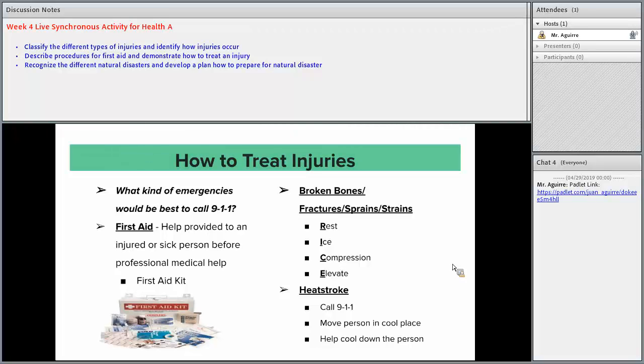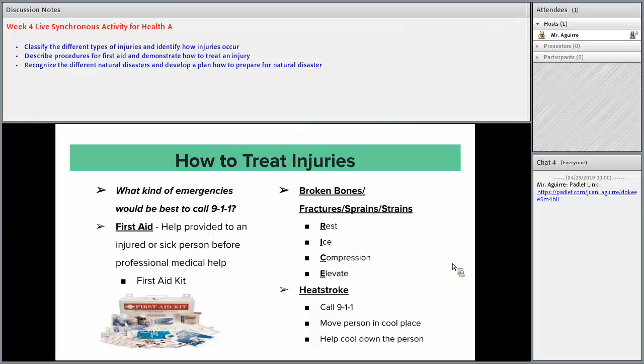RICE is very important when you use this method, when you have broken bones, fractures, or strains. When you have a surgery and you got healed, you have to still do the method. You raise your body injury. This helps a lot.